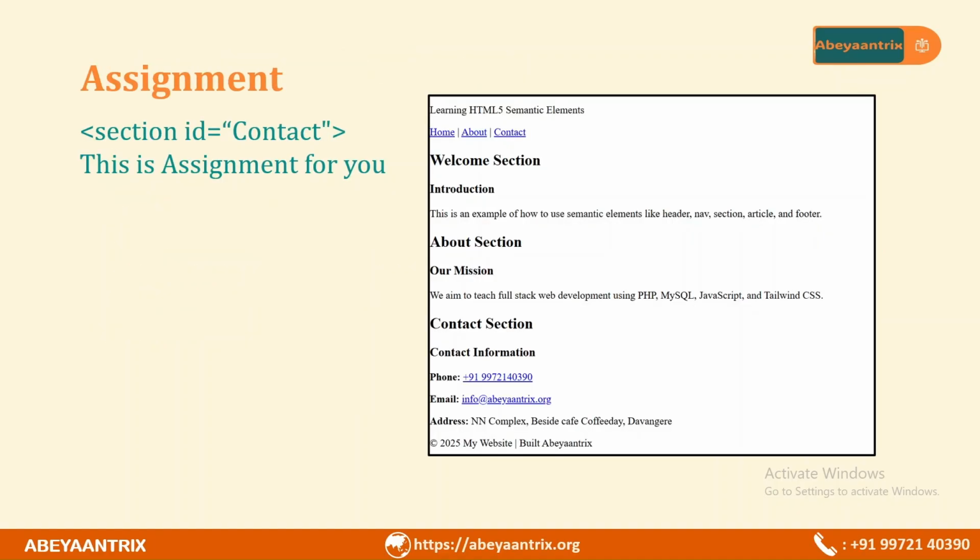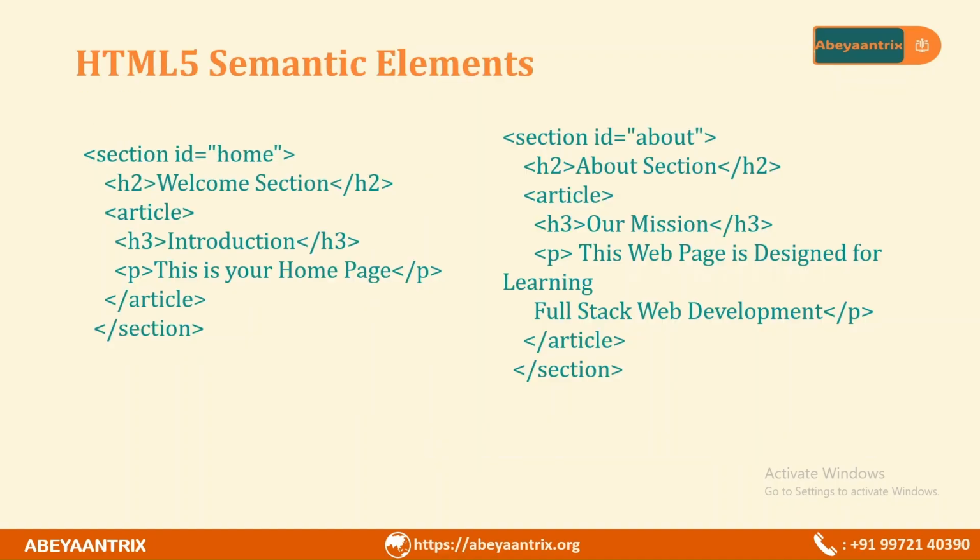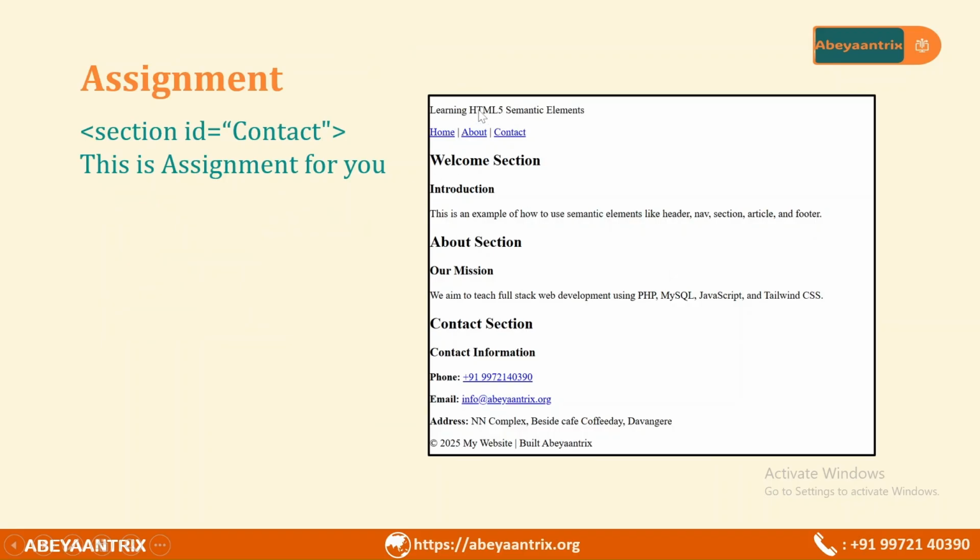So next is the contact section. You can see here we have written the home section code and the about section code. There is nothing special here, just an h2, h3 and a paragraph. Here is the welcome section with an introduction, this is your home. In the about section we define about ourselves. So next is the contact section, where we display contact information: phone number, email address.